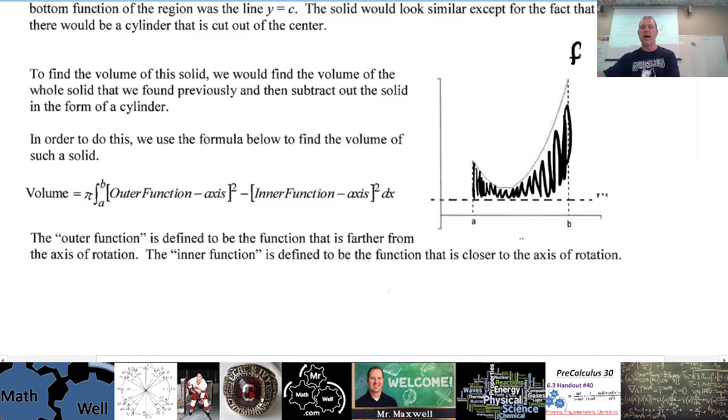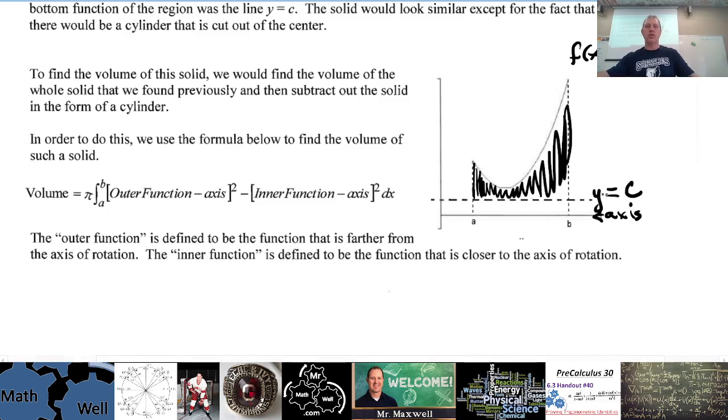So here's going to be f of x, and this is going to be a straight line here, let's say. So this is y equals some constant. Now, this is still going to be the axis of rotation here. So here's the axis of rotation. This can be a constant, it can be another function, but right now this is a constant.